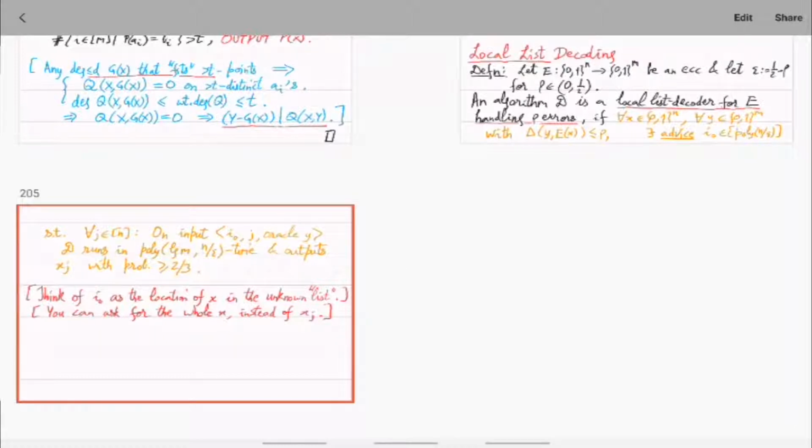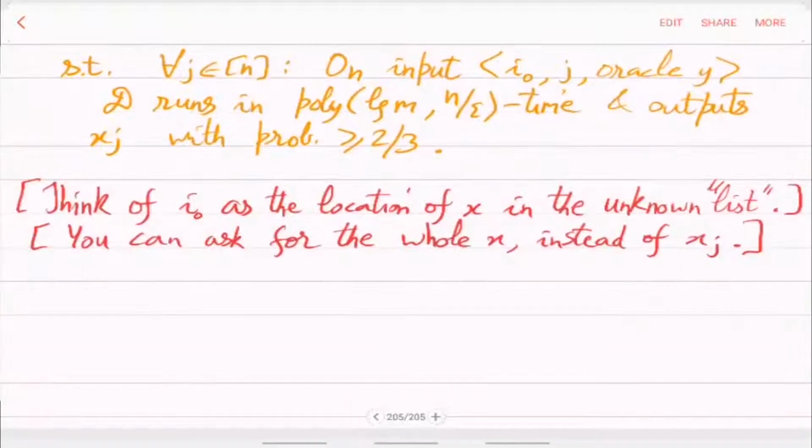So there may be many x's, and the idea is that given an advice, through this string I0 or through this number I0, given this advice that the user wants the I0th x, xj can be found with high probability, and in very few queries. It should be polynomial in log m, n by epsilon time, where epsilon is how close you are to half in terms of errors.